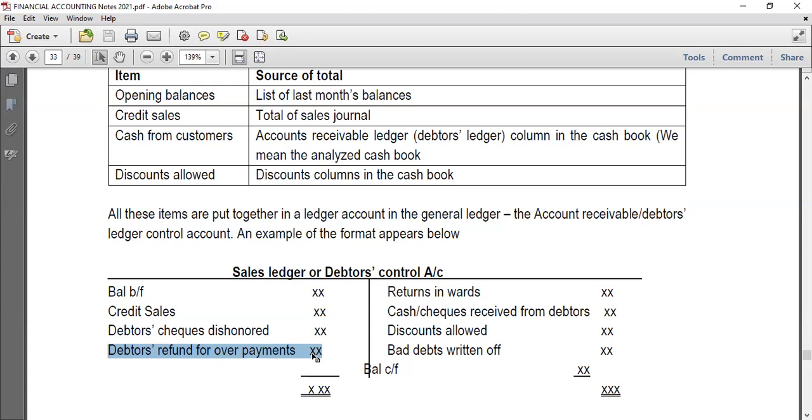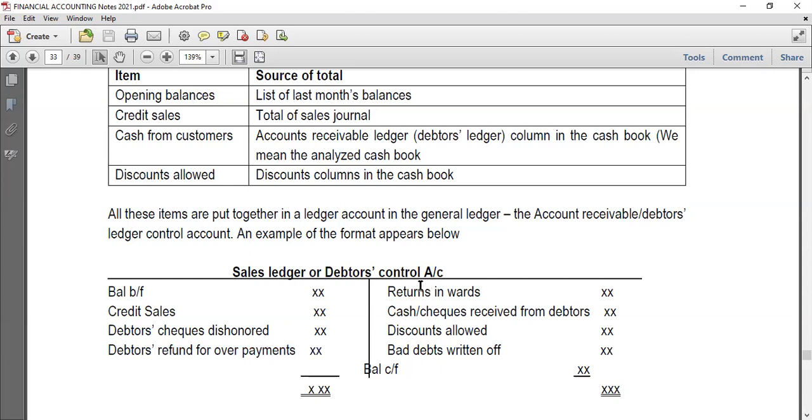It's basically a counter transaction that takes into effect what we actually did when we were receiving the payment from them, okay? So as we credited the payment from them, here we are debiting the overpayment so that we're able to net down back to the actual value that they would have paid, okay? Yeah, that's very important. So that is why we have the credit sales, the debtors check dishonored, and then the debtors refund for overpayment.